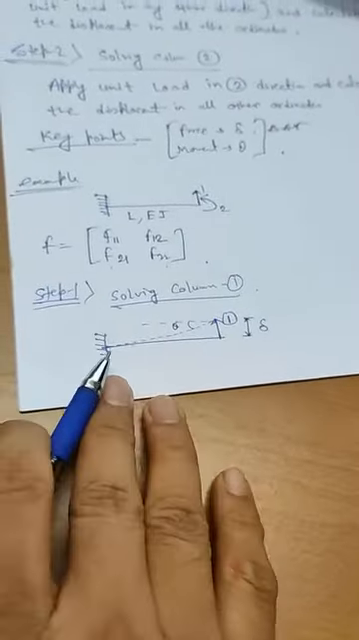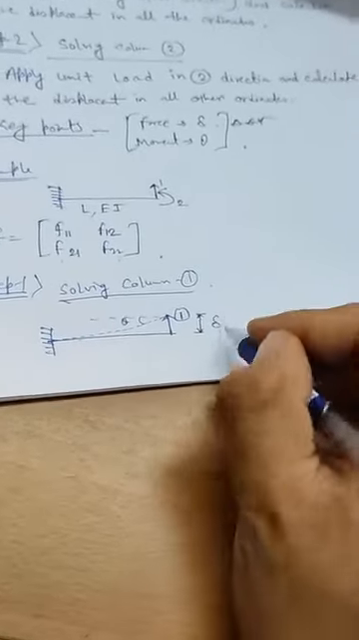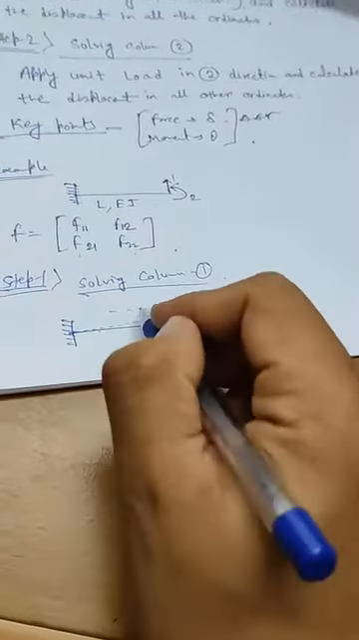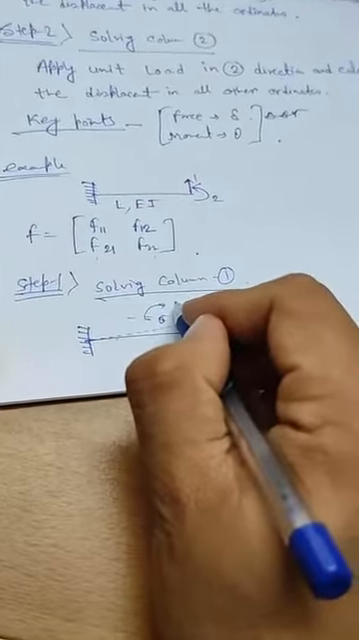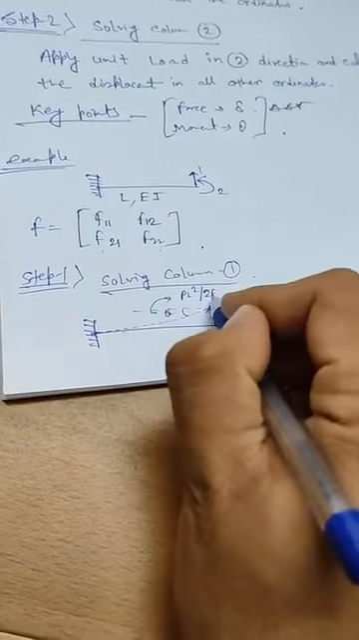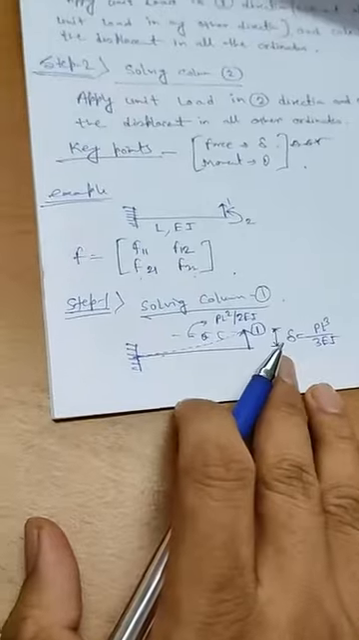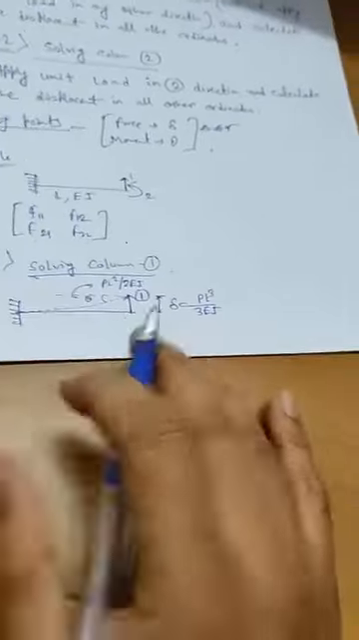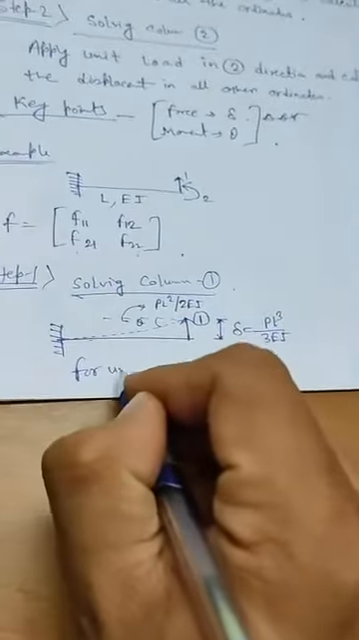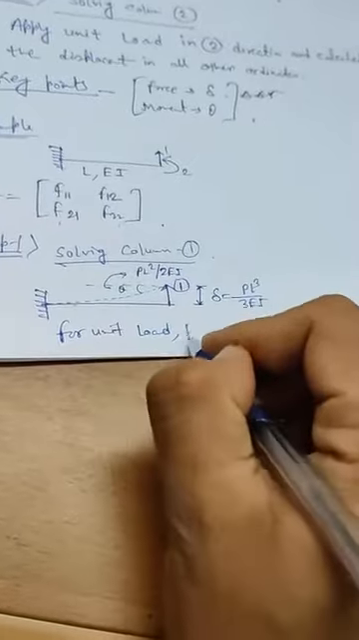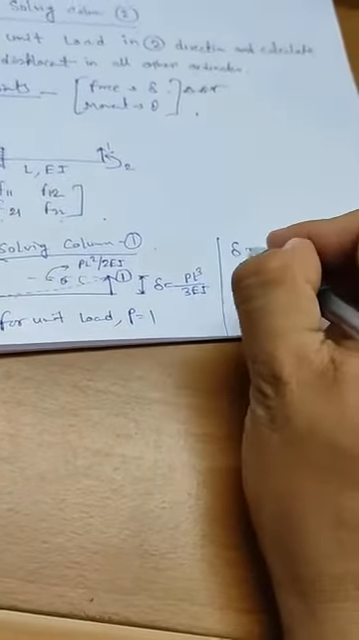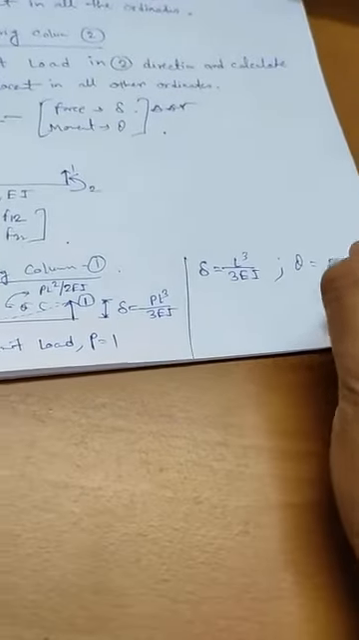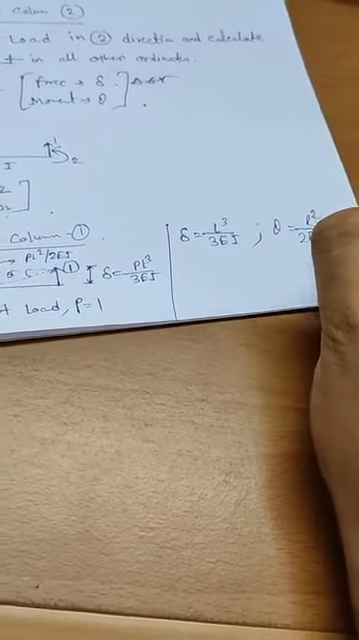By the displacement law, in case of a cantilever beam, the delta value should be PL cubed by 3EI, and the slope value would be PL square by 2EI. So this is the value of theta and this is the value of delta. Now you are applying unit load, that means your P value is 1. So delta is equal to L cubed by 3EI and theta is equal to L square by 2EI, right?